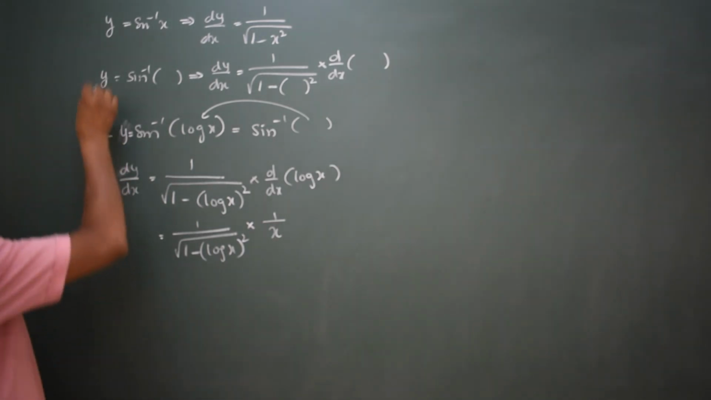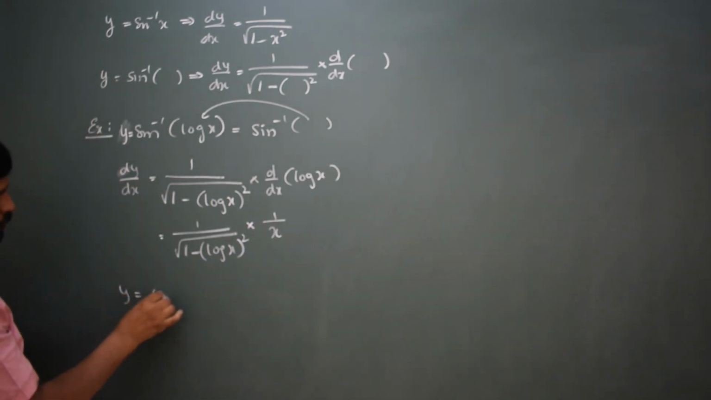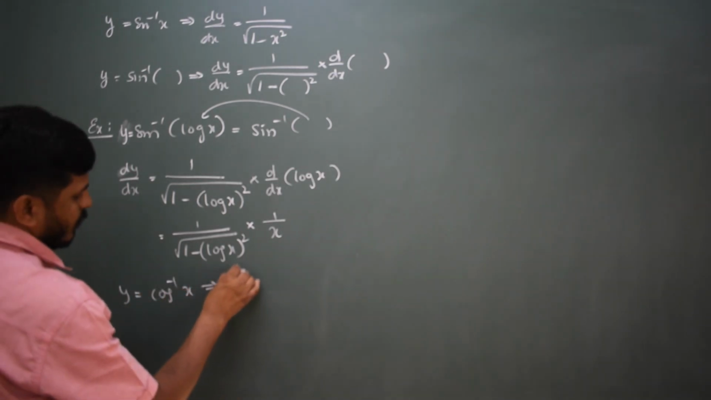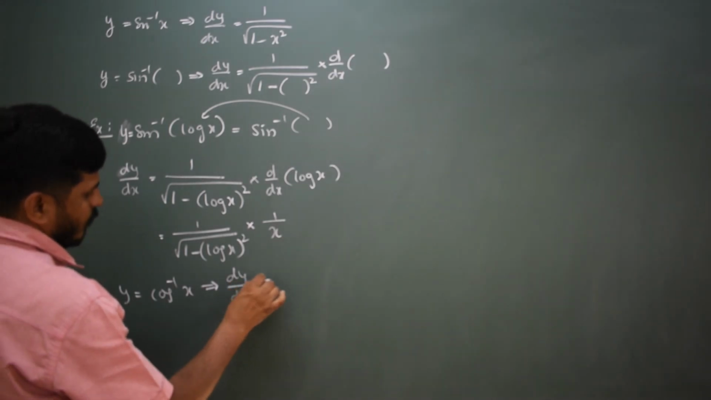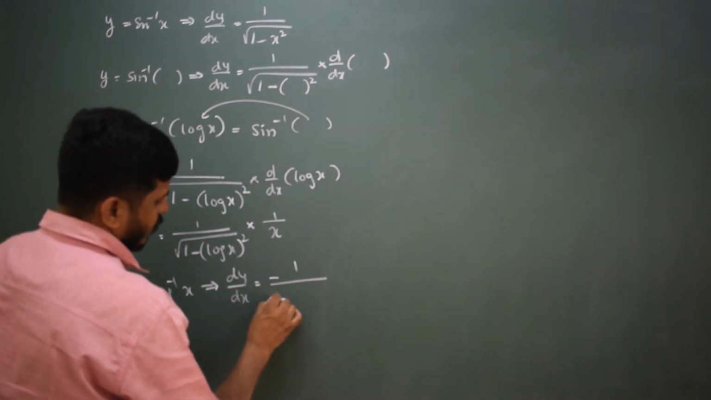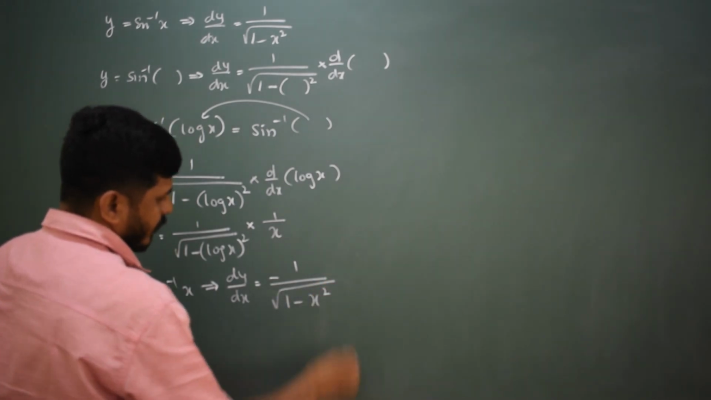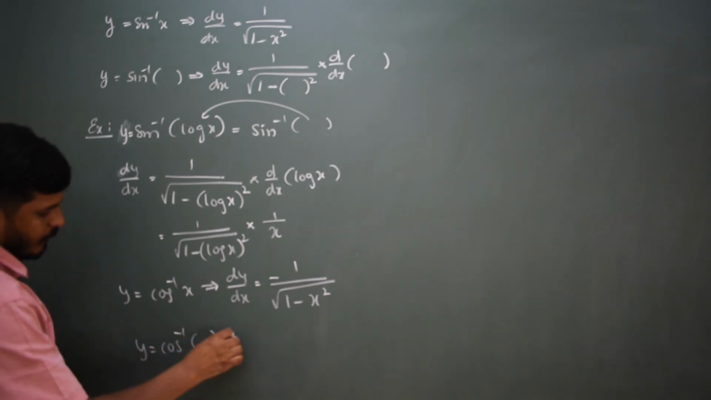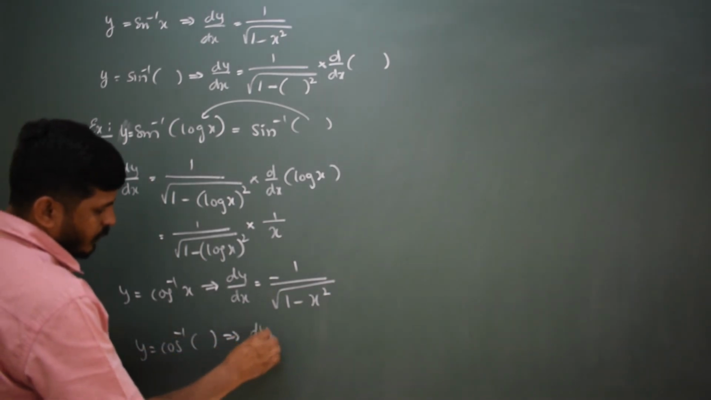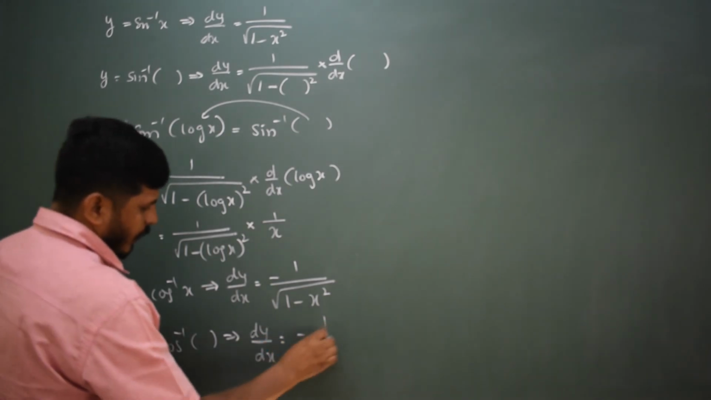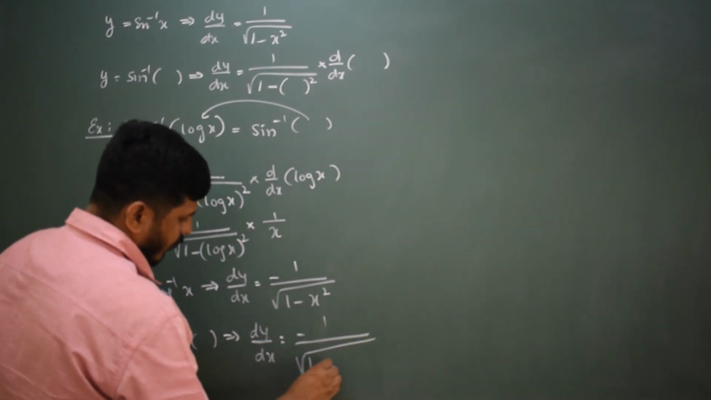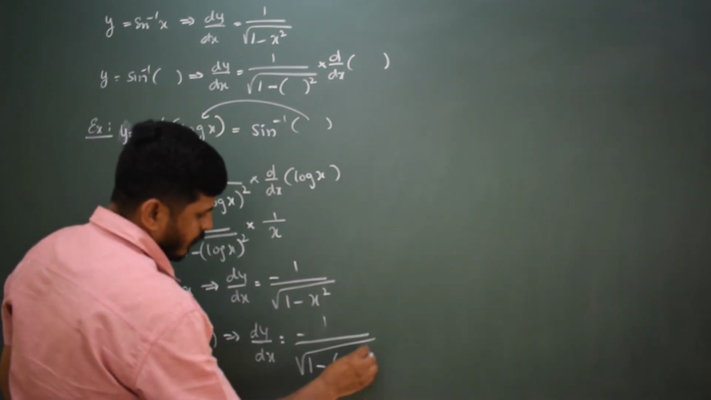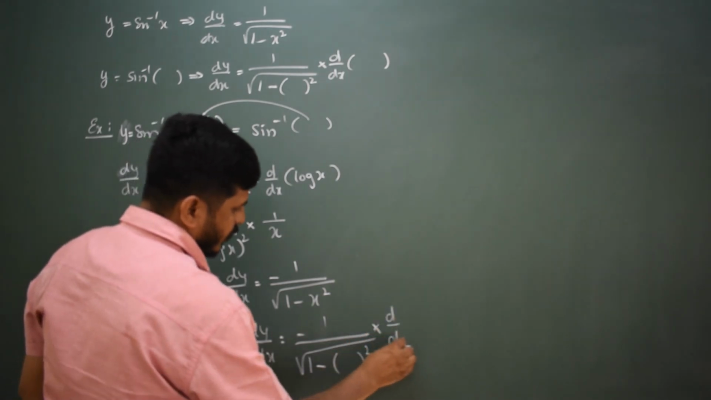Similarly, y is equal to cos inverse x. What is the differentiation of cos inverse x? dy by dx is equal to minus 1 by root of 1 minus x square. Read it as y is equal to cos inverse something. Now differentiation of y with respect to x is minus 1 by root of 1 minus something the square, where here x was there, here x square, here something is there, then something the square, into differentiation of something.